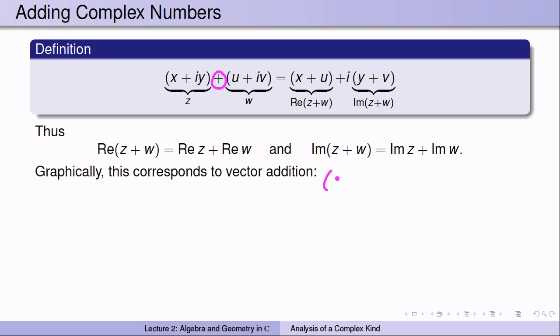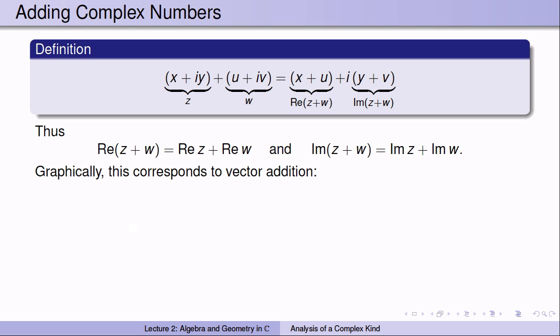Suppose we're adding the numbers 3 plus 5i plus, let's say, minus 1 plus 2i. The way to do that would be simply to add the 3 and the negative 1. 3 plus negative 1 equals 2. And then add the 5 and the 2, and that's a 7i.